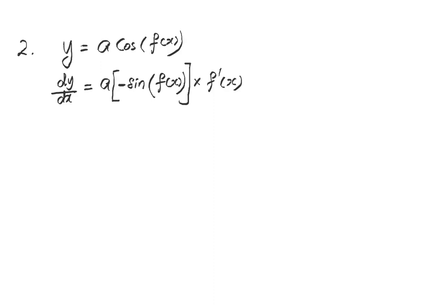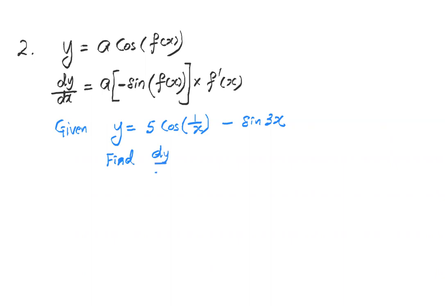Now let me give you an example. Given y is equal to 5 cos(1 over x) take away sin 3x. Find dy over dx.